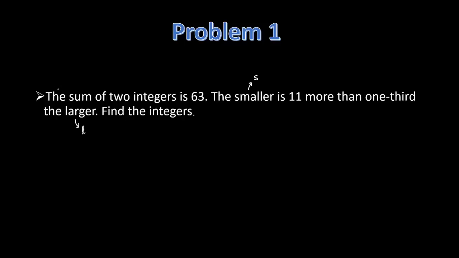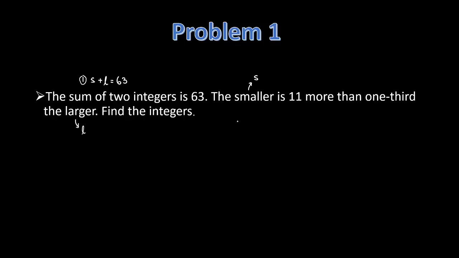Now, the sum of two integers is 63. There it is, equation number one. The sum of two integers, which is my S integer, my small integer, plus my L integer, is equal to 63. Alright? That's equation number one.